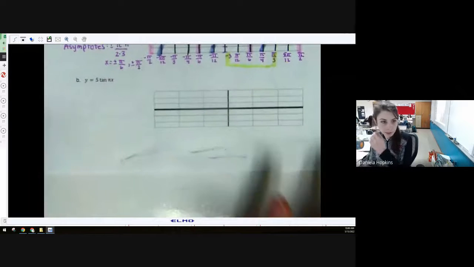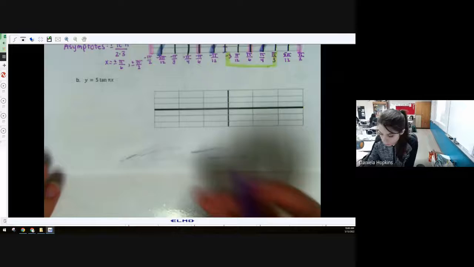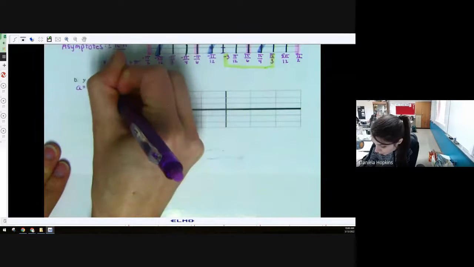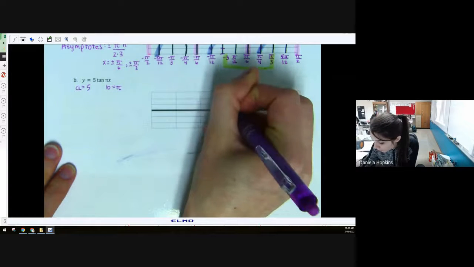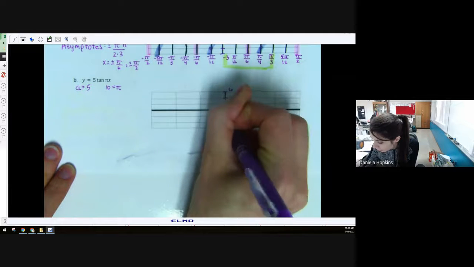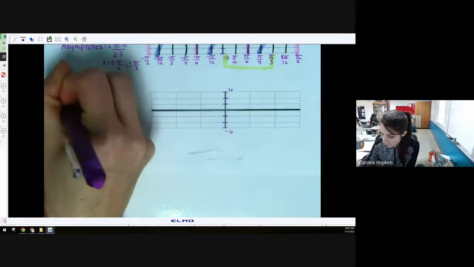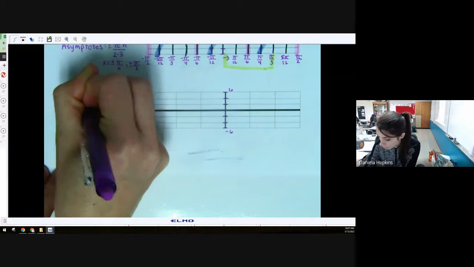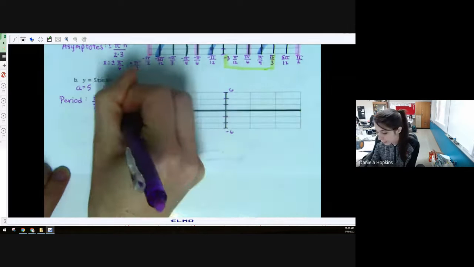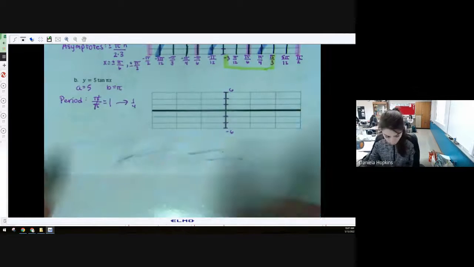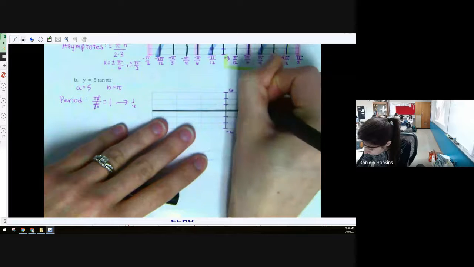Okay, so part B. Just one last example, just so we're super duper clear on this. So start by naming your A and B. So A is 5, B is pi. Since I'm counting up to 5, I'll count by 2's here. So this can go to 6 and -6. My period is going to be pi over pi, which reduces to 1, which means that I need to count by a 4th. Oops, and I have to add those lines again because I didn't give you guys enough space. Almost forgot. Add them lines.